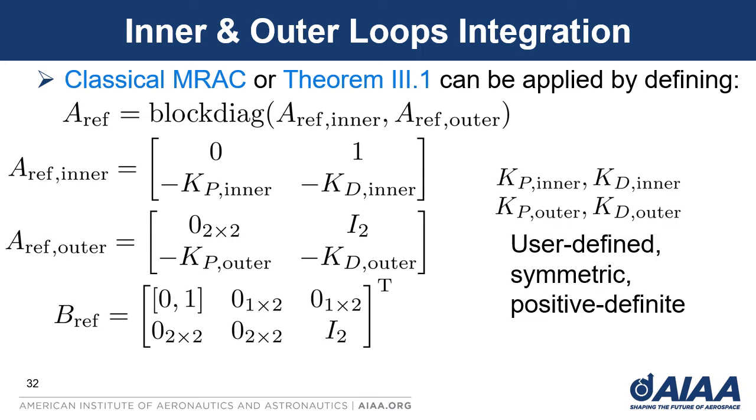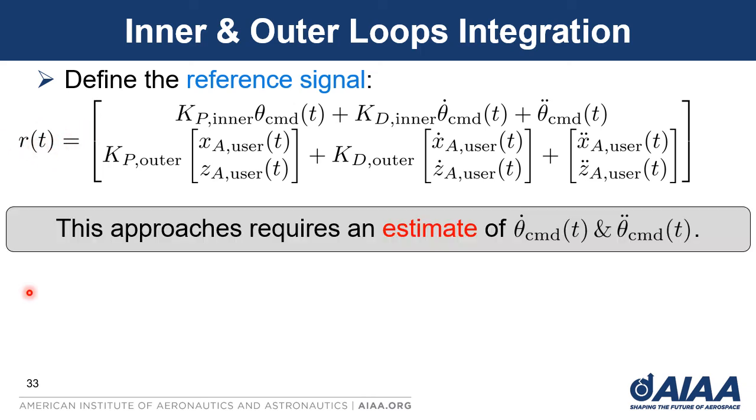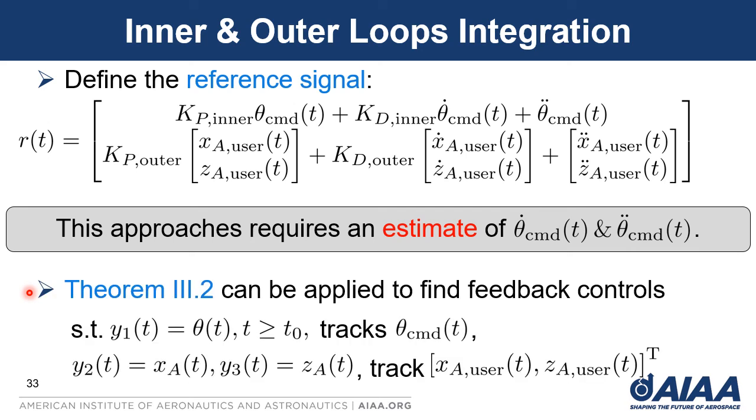Kp and Kd are user defined, and define the reference signal in this way. This approach requires an estimate of the first and second derivatives of theta command. Alternatively, you can apply theorem 3.2, which does not require an estimate of the first and second derivatives of theta command.